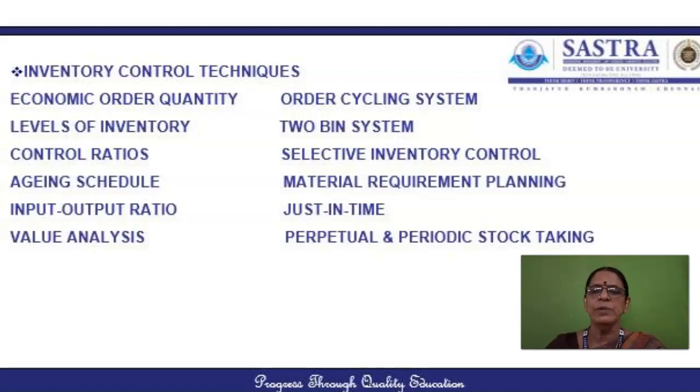So, for example, if you have 100 items in a store, 10 items will go in for checking, and after checking the 100th item, they will come again for the first item. So that will be a continuous or perpetual inventory control system.